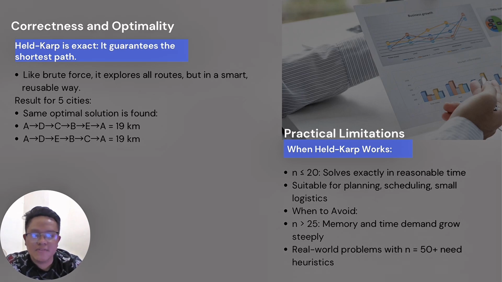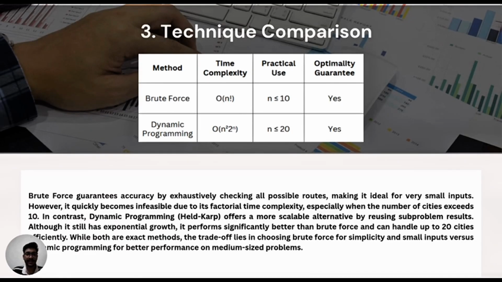Now the practical limitations of dynamic programming with Held-Karp. When does Held-Karp work? It works when n is less than or equal to 20, and it solves exactly in reasonable time, suitable for planning and scheduling small logistics. When to avoid dynamic programming is when n is more than 25. Memory and time demand will grow steeply, and real world problems with n equal to 50 plus will need heuristics.